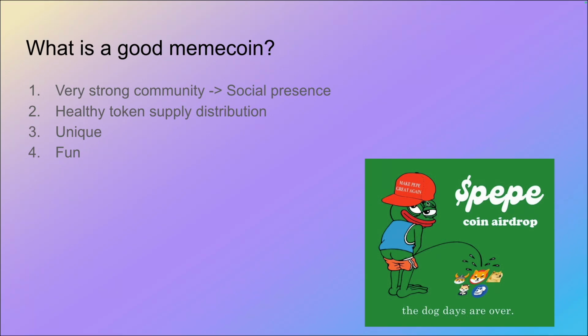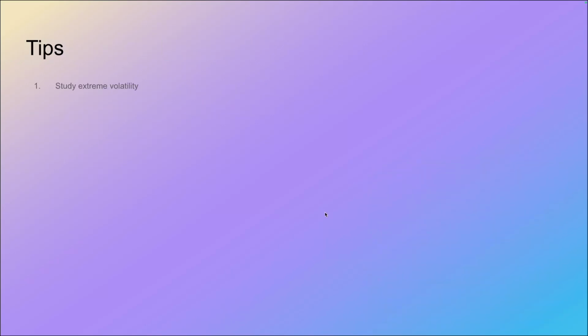And also, last point, a meme coin should be fun and should be something that people relate to, ideally universally, not just specific to some region or something, but universally people can relate to it. Something like Pepe, for example. Now, I have a bunch of tips here, so let's go through each of them one by one.